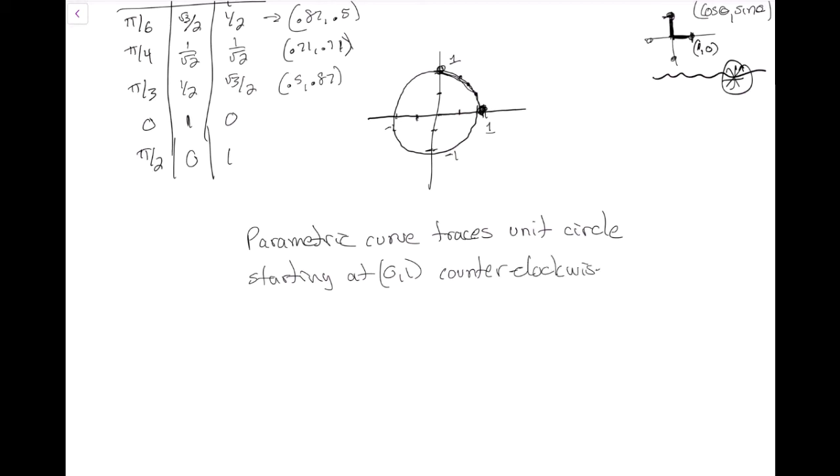Counterclockwise. And ending at 1, 0. Uh-oh, and there's another typo I had there. We started at 1, 0 and ended at 1, 0. So I'm going to come back up here and put an arrow on my circle and just point out to myself the direction that I sketched.